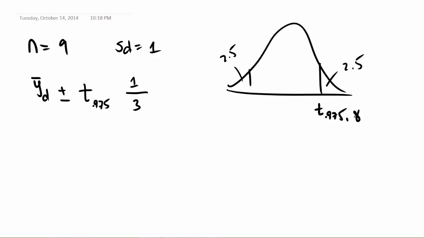We're interested in the lower endpoint, so let's forget about the plus, because that gives us the upper endpoint. That's the lower endpoint, and we want to know when that touches 0. So the average, y bar, has to be equal to the 0.975th t quantile divided by 3. So we just need to figure out what the 0.975th quantile is and divide it by 3.